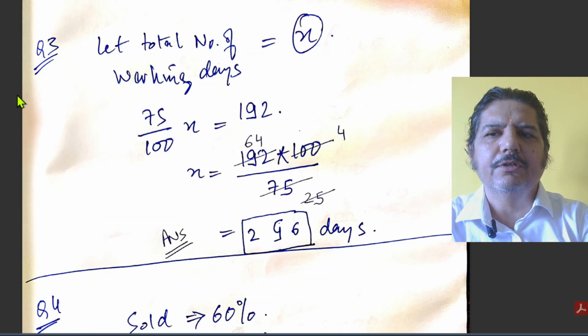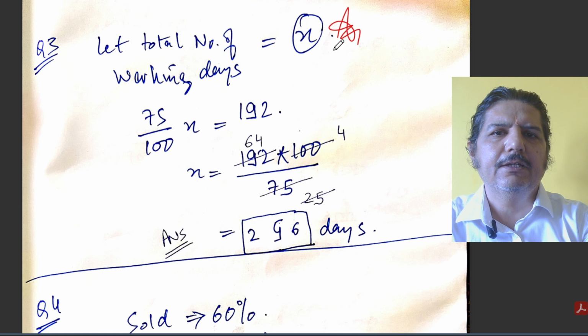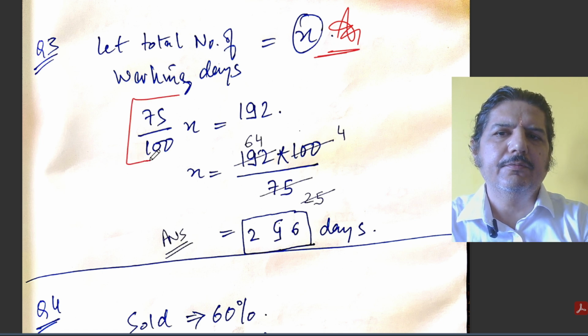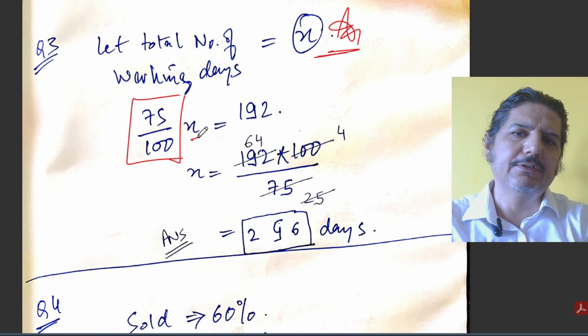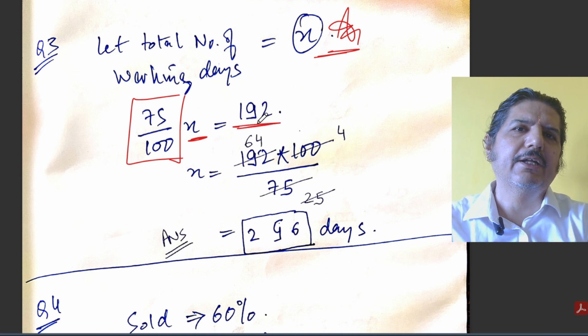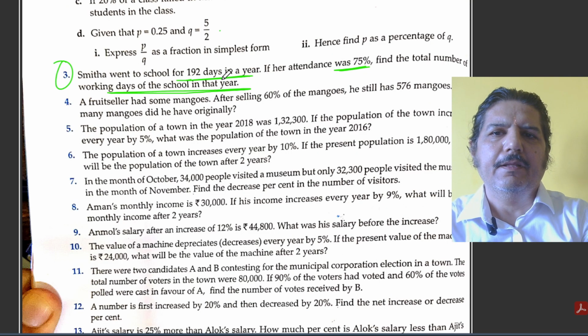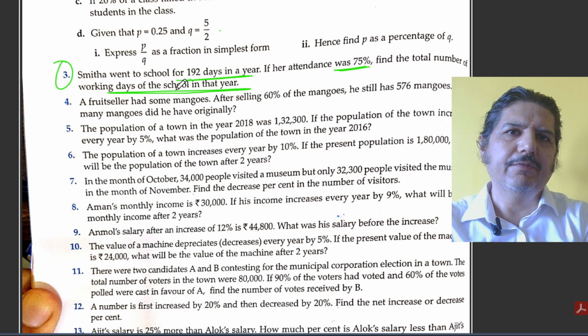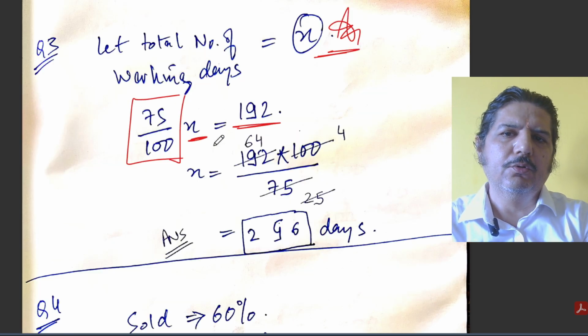So the total number of working days is X. Now she went for 75% of X because X is the number of working days. So 75% of X is 192. 192 is the number of days she actually went to school. So now what will be the value of X? X will be equal to 192.